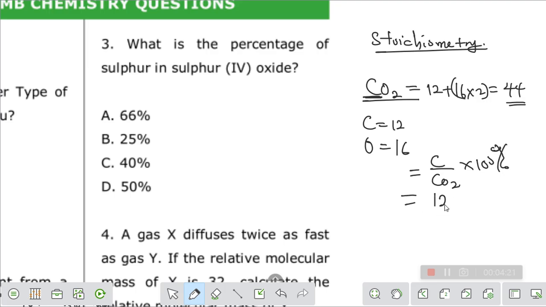So what's the mass of carbon? 12. The total mass of carbon falls at 44. Then you do it times 100. So that's how to do it. So the same thing with this one too.